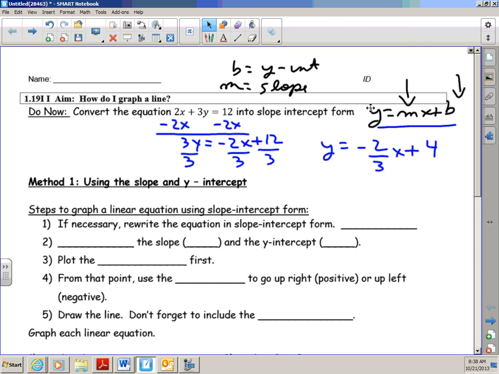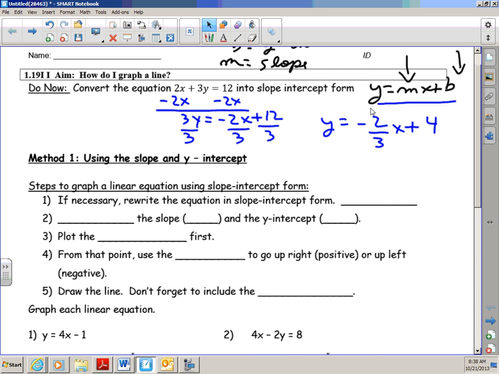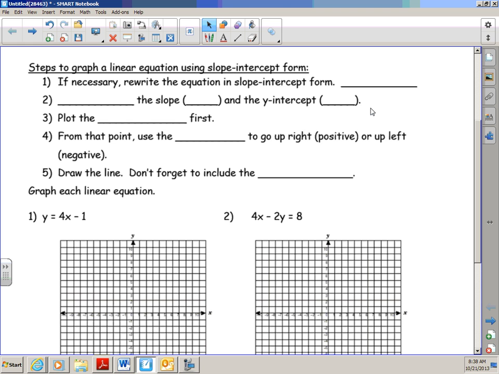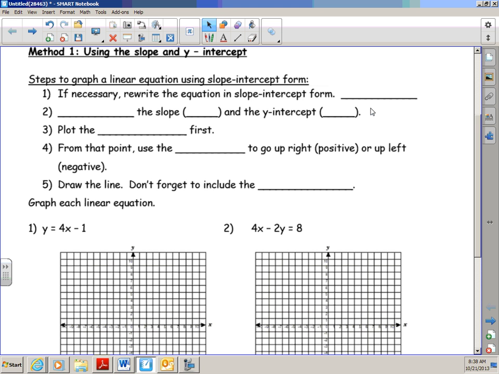Okay, so now we want to get into the three separate methods we're going to use to graph the equation of a line. Method 1, as you'll see written, is using the slope and y-intercept. And we're going to follow the following pretty straightforward steps. 1, if necessary, rewrite the equation in slope-intercept form, meaning y equals mx plus b. Step 2, identify the slope, which is m, and the y-intercept, which is b.